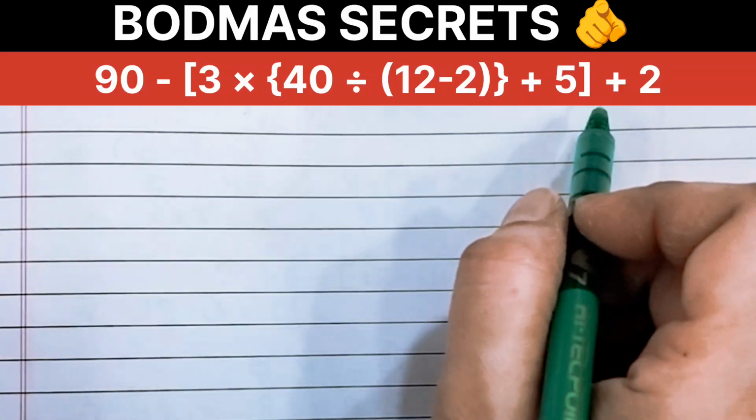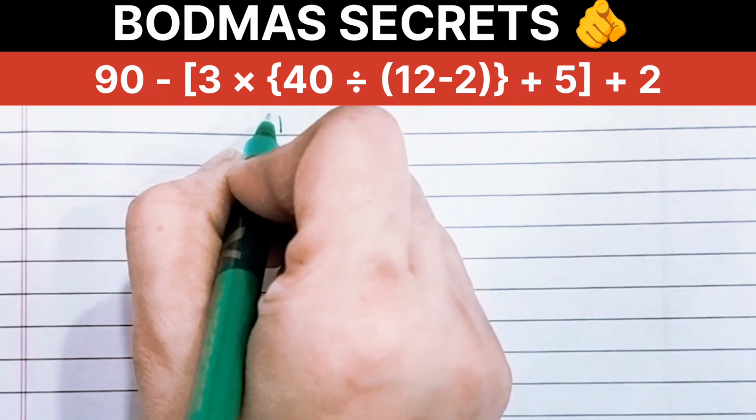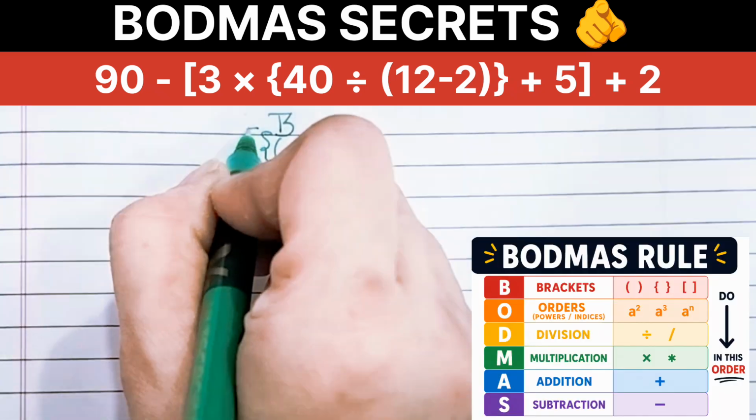Hello friends, now to solve this expression we use the BODMAS rule, which dictates the correct order of operation. First we solve brackets: small bracket, curly bracket, then square bracket.